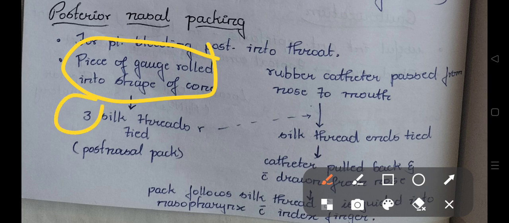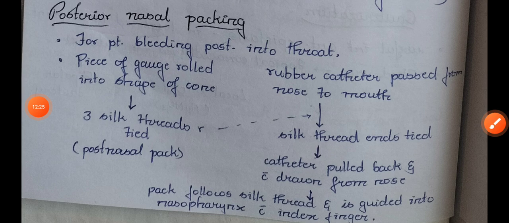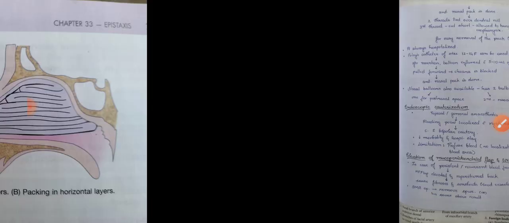A rubber catheter is passed from the nose to the mouth. Silk threads are tied to it, and the catheter is pulled backward and drawn out. The pack, followed by the silk threads, is guided into the nasopharynx with the index finger. Let me show you the diagram, you will understand. This is the technique for posterior nasal packing.